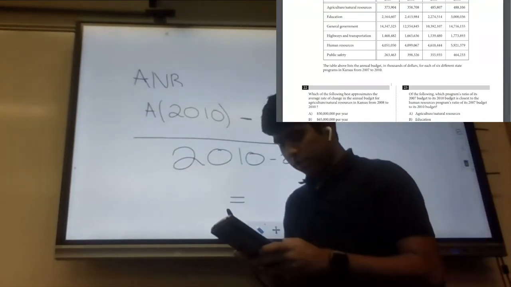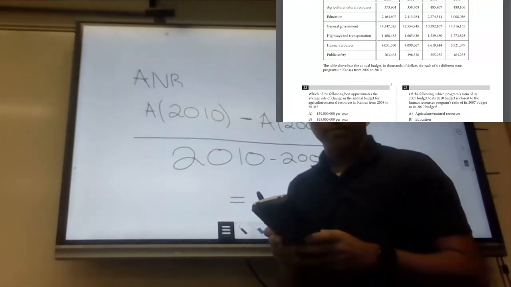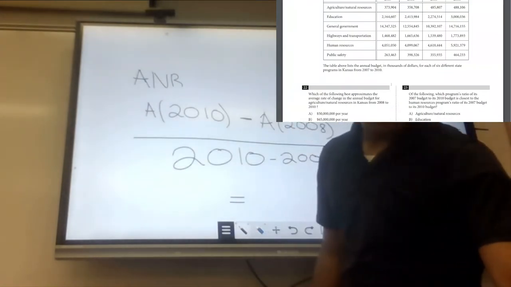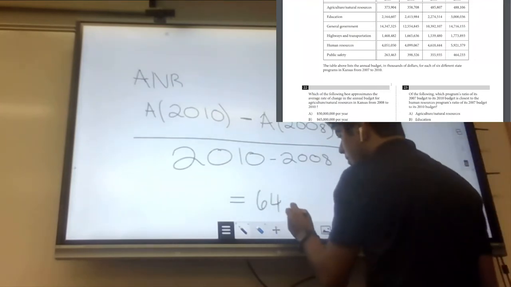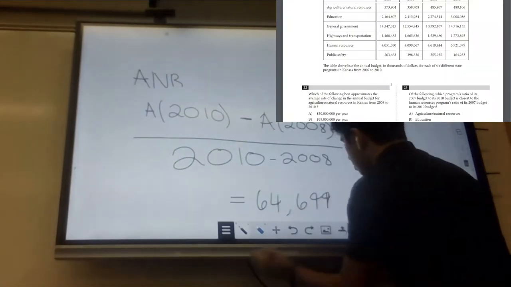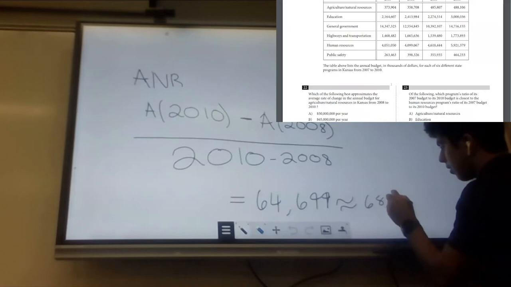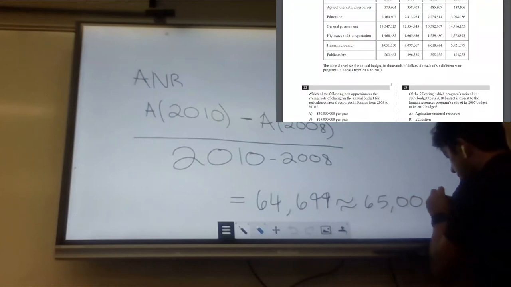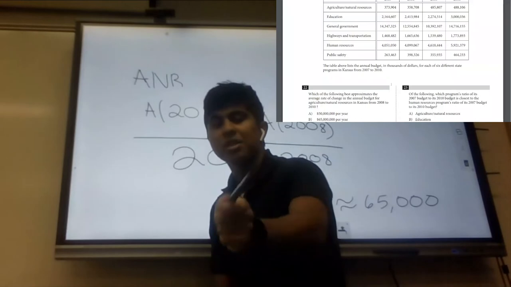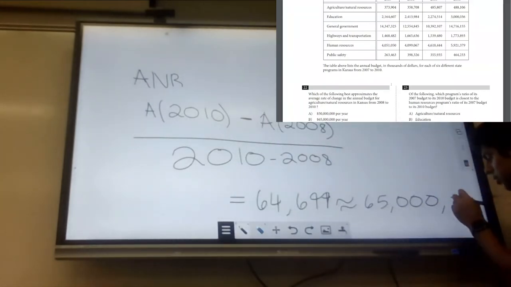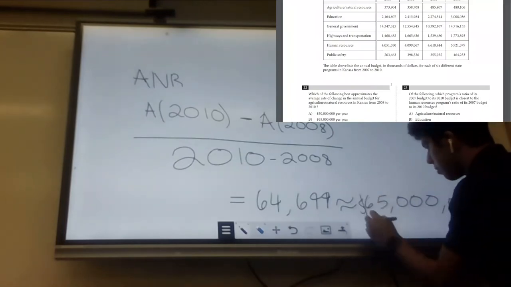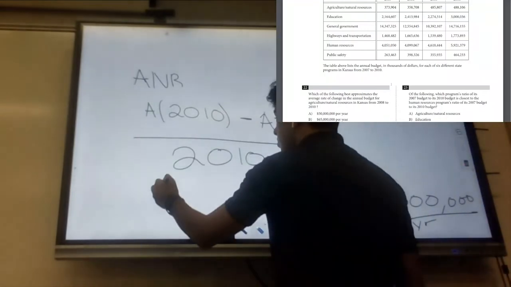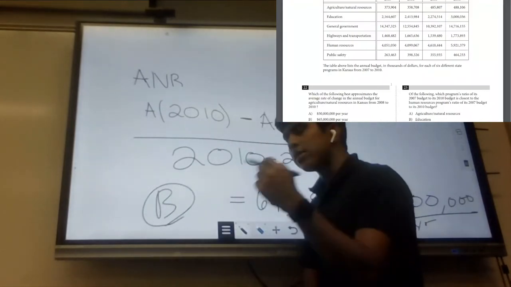This comes out to be 488106 minus 358708 over 2, which is going to be 64699. Which is roughly 65,000 a year. And now if you can see, it says table above with an annual budget in thousands of dollars. So this is 65,000 thousand, or $65 million per year, which is going to be choice B. Choice B. And we can move on to the next question.